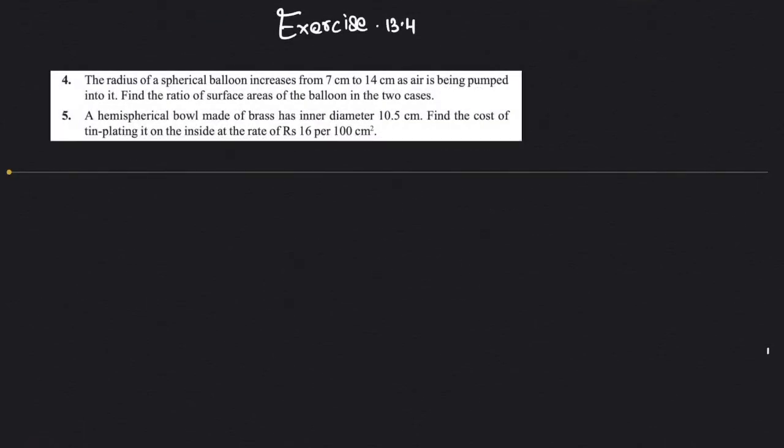Exercise 13.4, question number 4. The radius of a spherical balloon increases from 7 centimeter to 14 centimeter as air is being pumped into it. Find the ratio of the surface areas of the balloon in the two cases, the first and second case. Let's move to case 1. The radius is 7 centimeter. We need to find the surface area of the balloon.